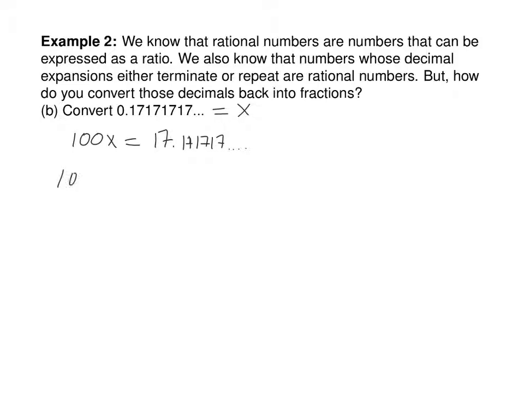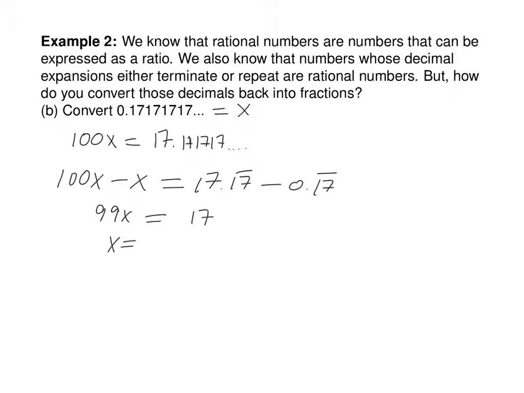And then 100x minus x is equal to 17.17 repeating minus 0.17 repeating. So if you have 100 x's and I steal one because I'm an evil, mean person, you have 99x. Your math teachers are all mean. They all steal your x's, right? Equals how much? 17. So x is 17/99.